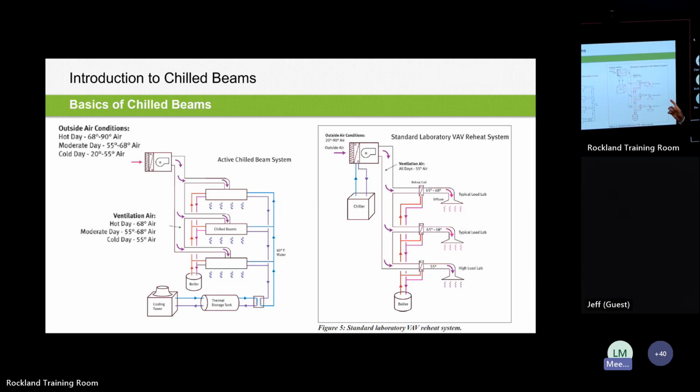With the chilled beam designs, typically you'll still have the fume hood exhaust and general exhaust, and you balance the supply air to the chilled beams based on the total exhaust for the room between fume hood and general. So you have that negative pressure design still.